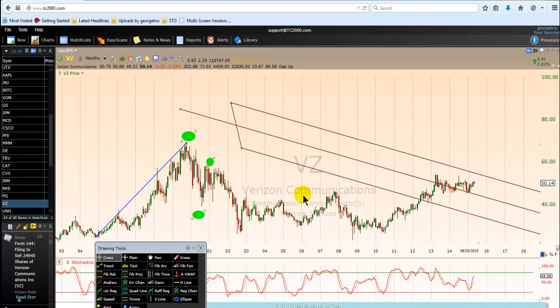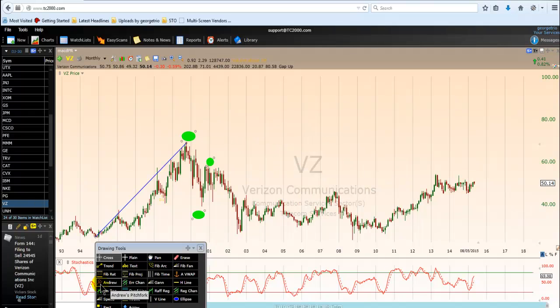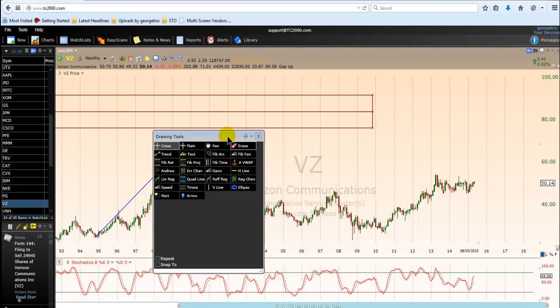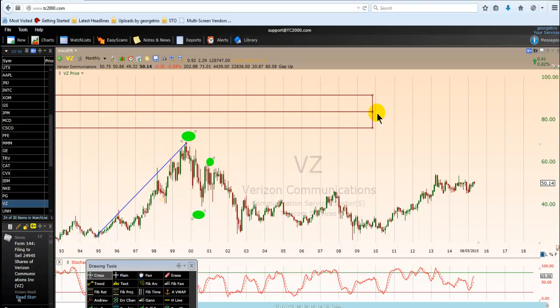Okay, I'm using TC2000. So what I do, you take it, you see here. You see here, this is Andrew. You see here, Andrew pitchfork. On my TC, I click on it. Then I click on the chart. Here it is. This is what you will see. Then you select. You see the middle point here. Just select it and roll it.